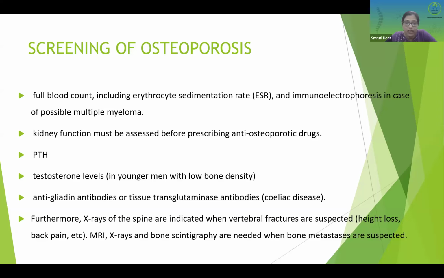both of which can cause bone fragility. In younger males with low bone density, we also look for hypogonadism by measuring the testosterone level. In patients with unexplained malabsorption or low BMI, we should screen for celiac disease, including the TTG and antigliadin antibody, which will be elevated. And of course, when vertebral fracture is clinically suspected, for example, suppose a patient is having sudden loss of height or sudden back pain, spinal X-ray is the first step. Then if there is suspicion of bone metastasis, you go for an MRI, X-ray or bone scintigraphy. These are the preferred imaging modalities.